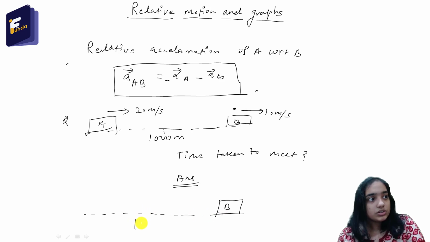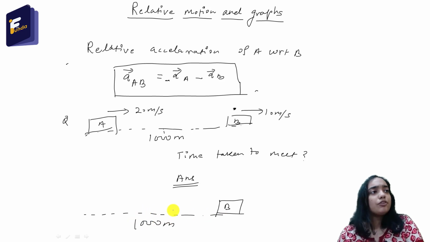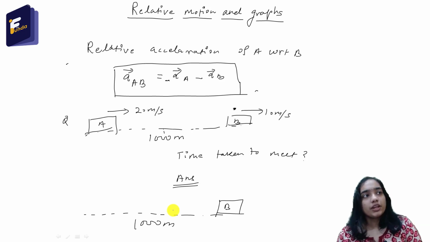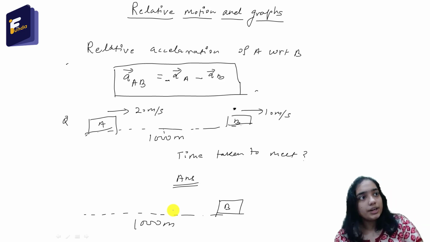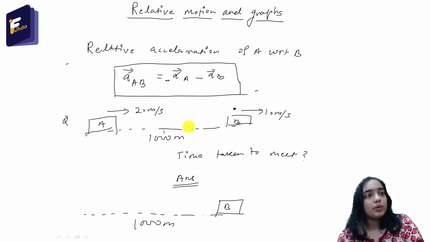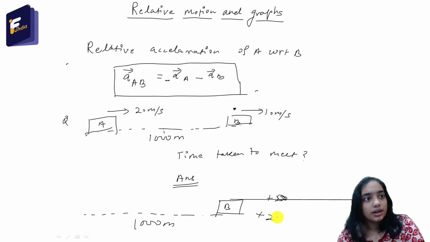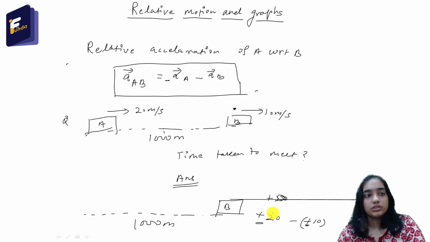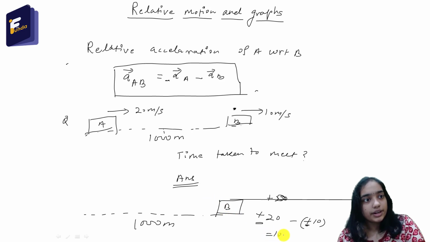So this is 1000 meter, and for B, what will be the velocity of A? It will be VA, velocity of A minus velocity of B. Both are in the same direction, so it will be plus 20 minus plus 10, because I am taking the plus sign here as both are in the rightward, positive direction. So it will be equal to 10 meter per second in the rightward direction.